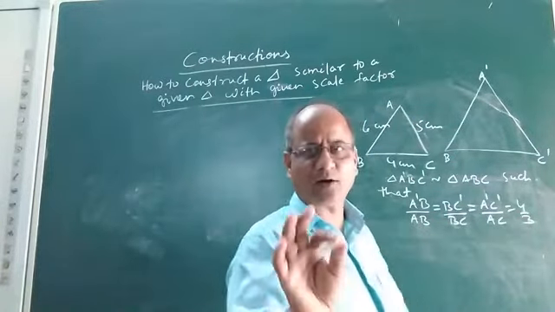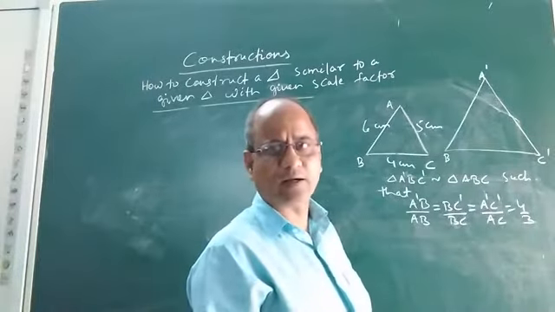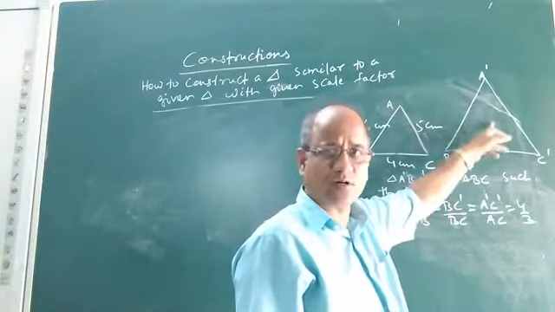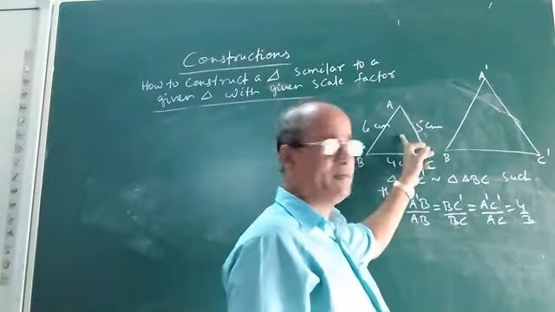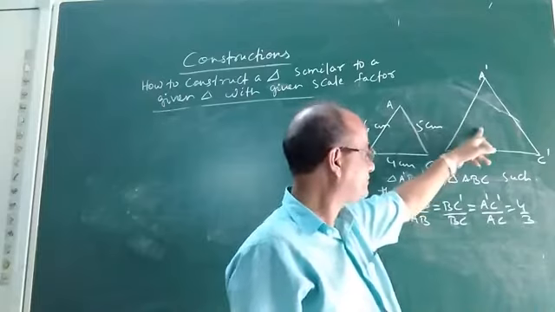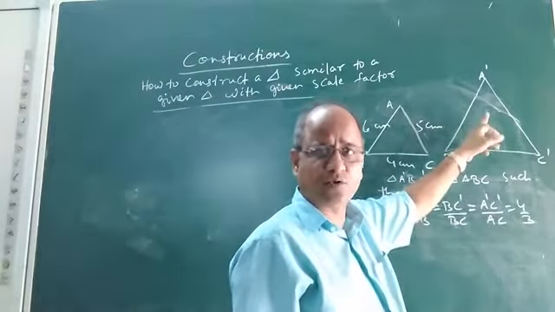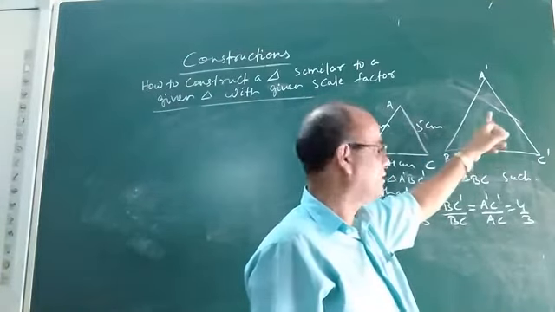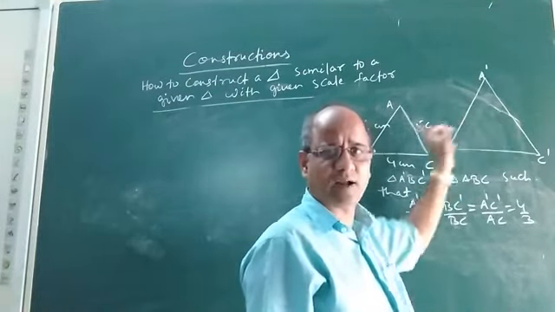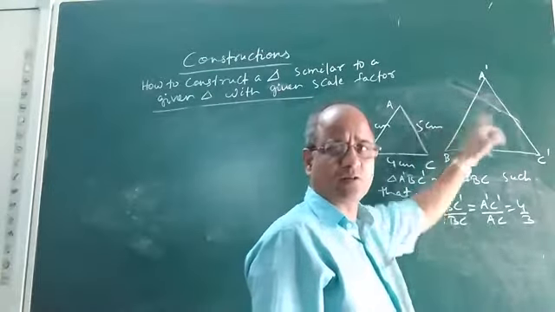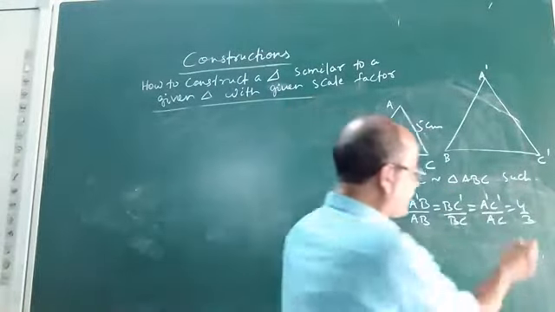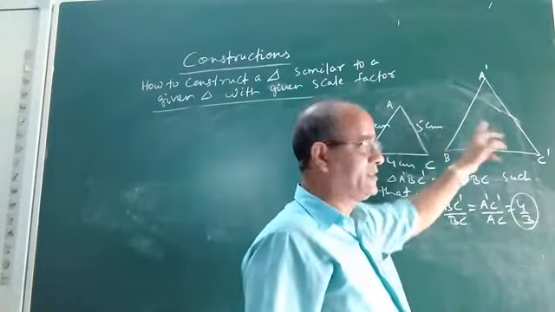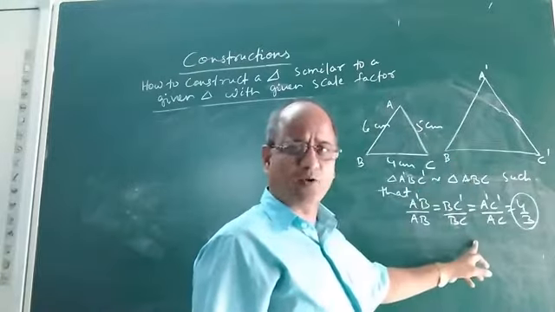So what is meant by scale factor? Already I have told you. It is the ratio of the triangle to be constructed, that means the triangle we are going to construct similar to the given triangle. This is the given triangle and this is to be constructed. The ratio of the corresponding sides of the two similar triangles is called scale factor. Suppose you are given the scale factor say 4 by 3. If two triangles are similar, their corresponding sides will be proportional.